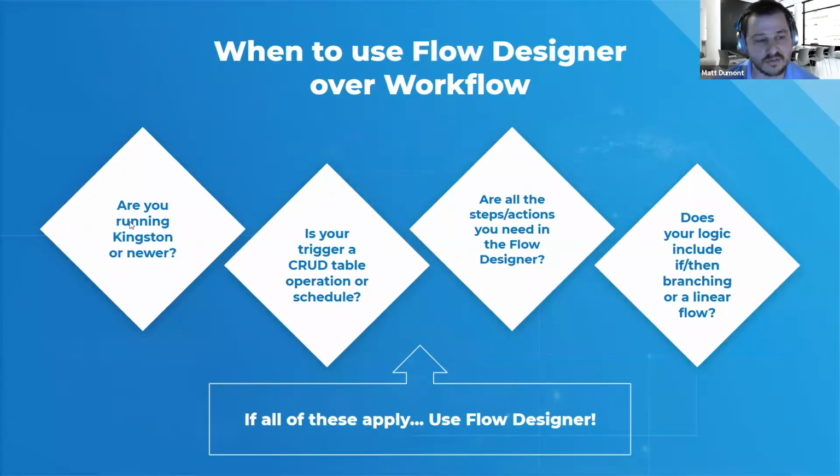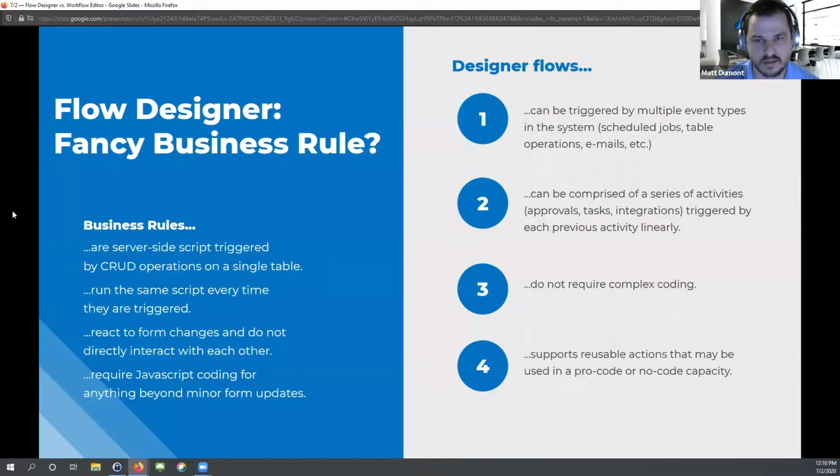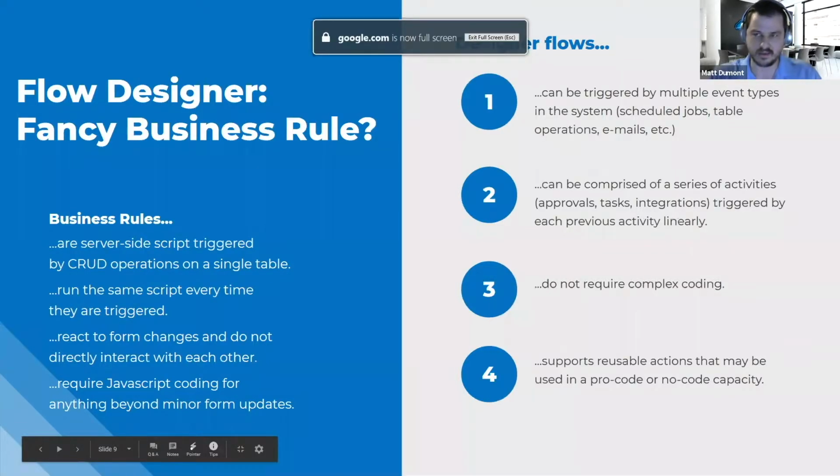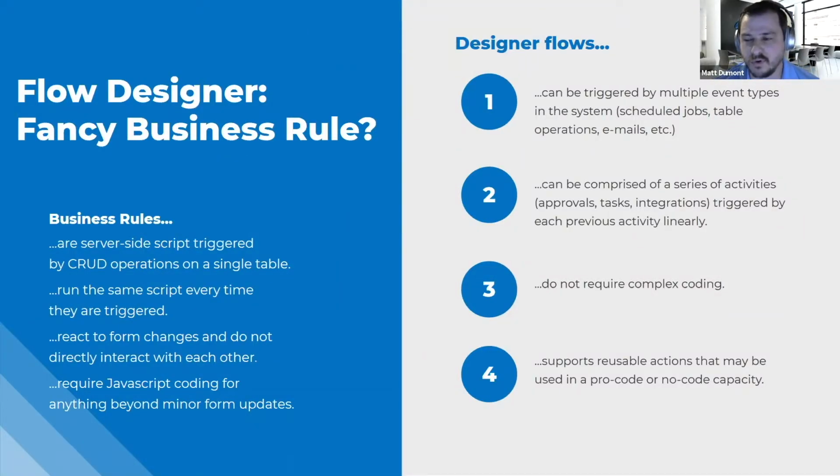So this next slide is to address a question I actually asked myself when Flow Designer was first released. Is Flow Designer just a fancy business rule? I contend that it adds a few more features that are pretty handy. So this just does a quick comparison between the two. Business rules are server-side script triggered by CRUD operations on a single table, whereas designer flows can be triggered by, as we talked about earlier, multiple events, and that number of events keeps expanding, and they have different ways to be triggered. Business rules typically are going to run the same script every time they're triggered.